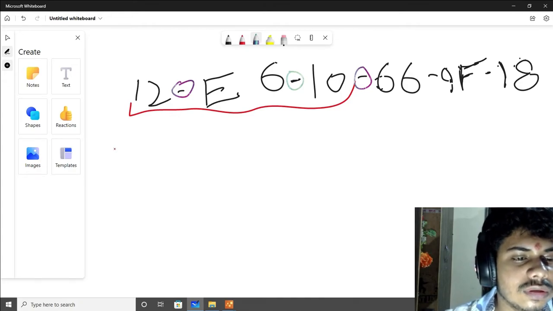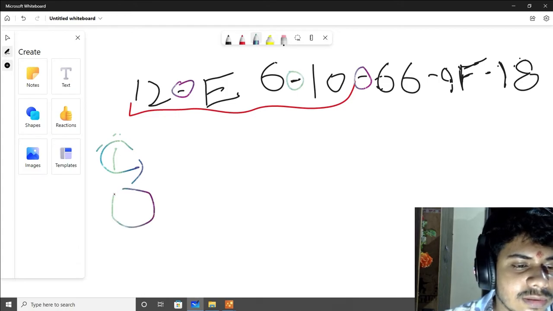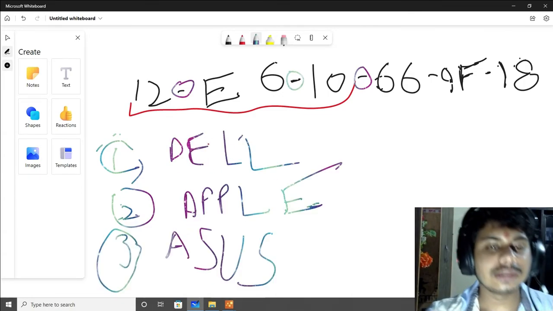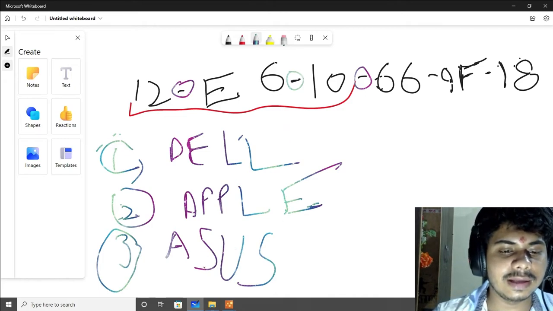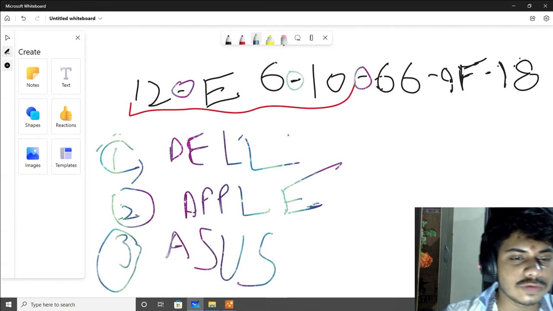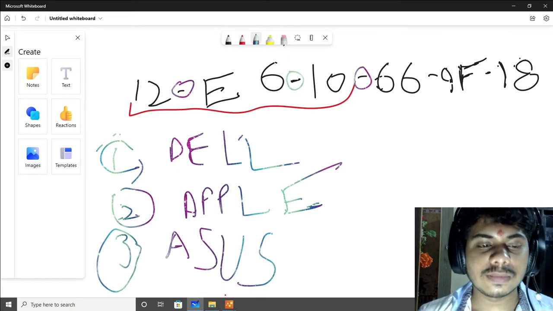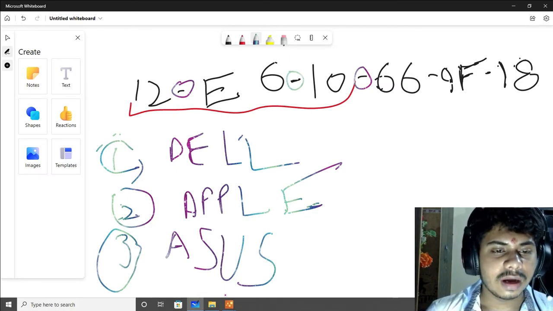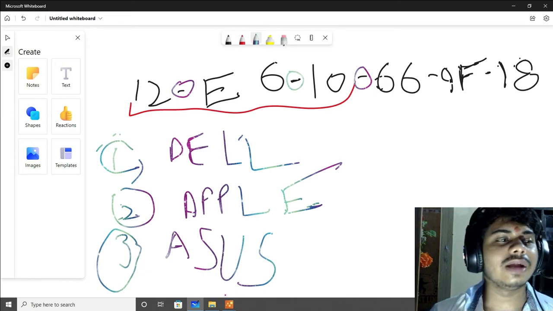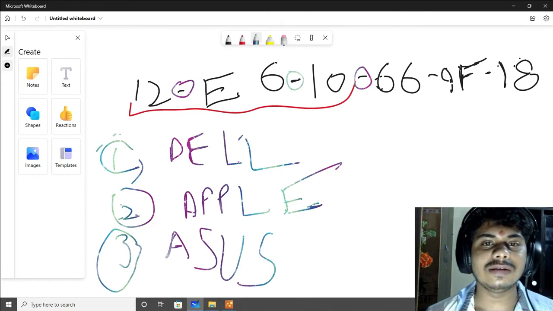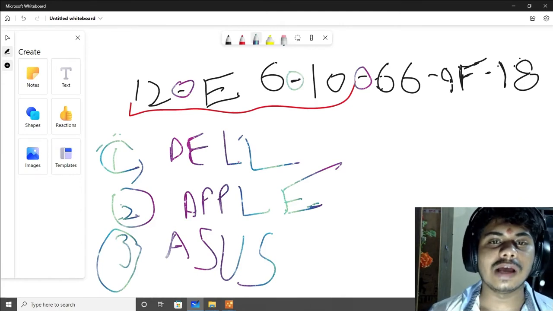Now I just want to tell you one thing. Let's say there are three companies. I have written three company names, three brands: Dell, Apple, and Asus. These three companies want to manufacture their laptops. In that scenario, as I said, there is always a unique MAC address. So how can Apple know that Dell hasn't used this MAC address and Asus hasn't used this MAC address?